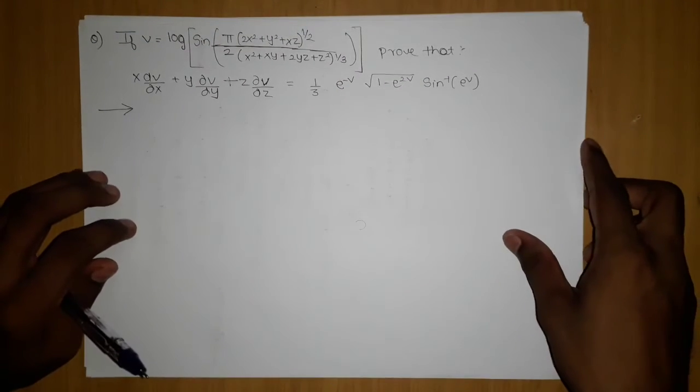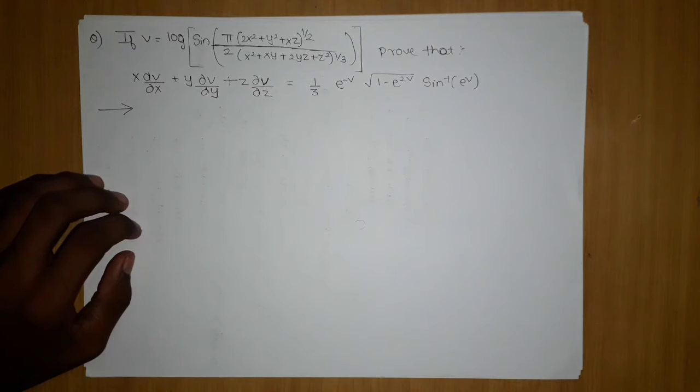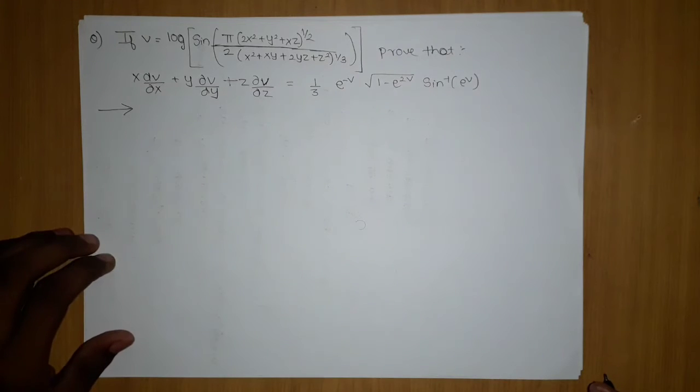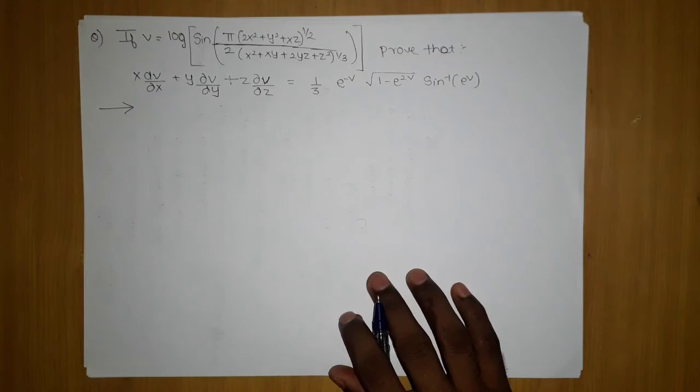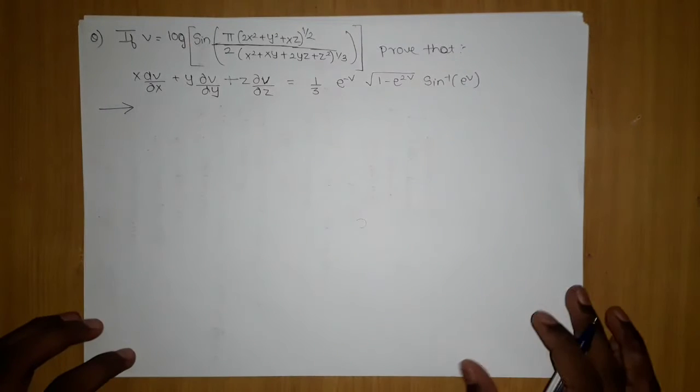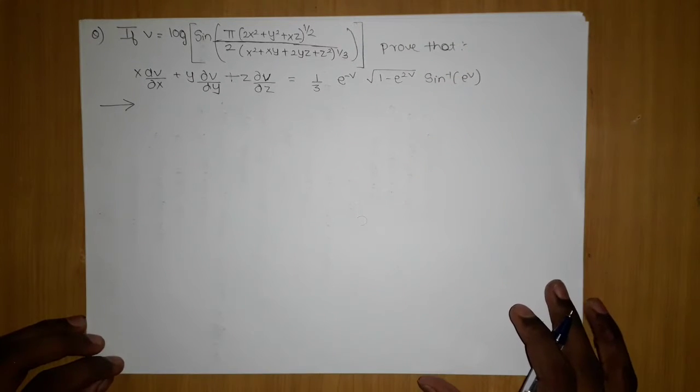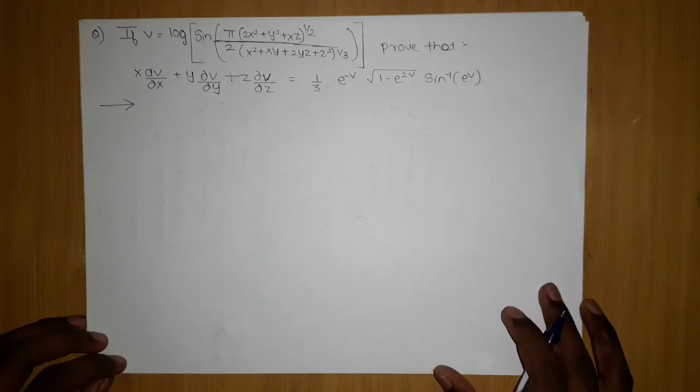So the next question which we are going to do is this question, which says if v equals log sin inverse of (2x square plus y square plus xz the whole upon 1 by 2, in the denominator x square plus xy plus 2yz plus z square the whole power 1 by 3), bracket close, and the second bracket also closes. Prove that x ∂v/∂x + y ∂v/∂y + z ∂v/∂z equals 1/3 e^(-v) under root 1 minus e^(2v) sin inverse e^v.